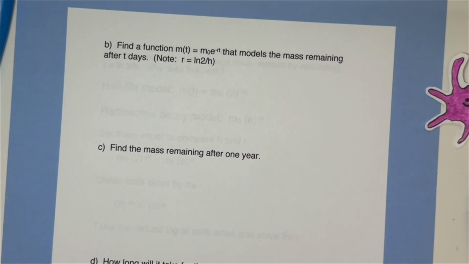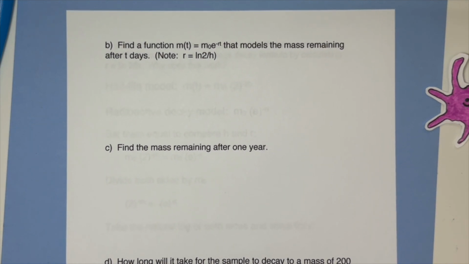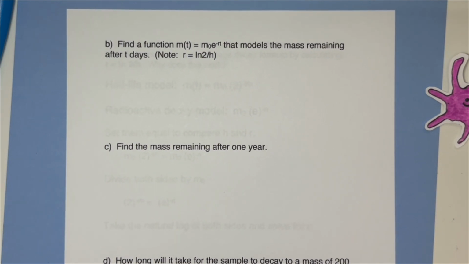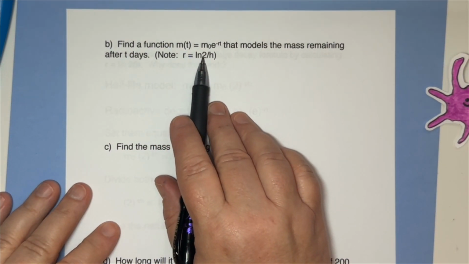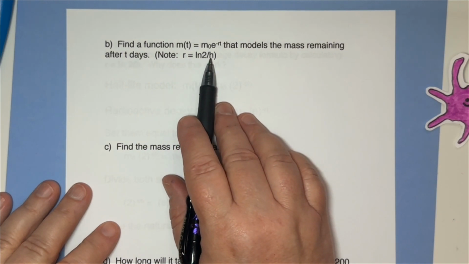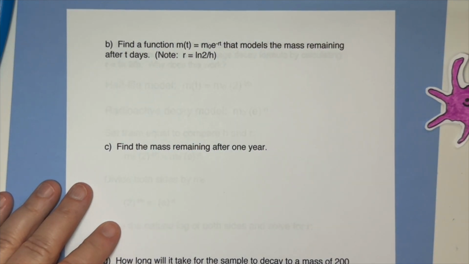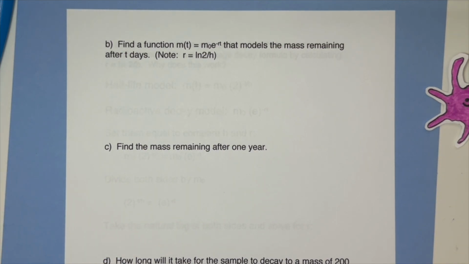Now, what in the what? So it turns out that we can also use e to model the mass remaining after t days. And the conversion is simply that r is natural log of 2 divided by h. And right at the end of this lecture, we're going to explain why this works. But for right now, just trust me on this.